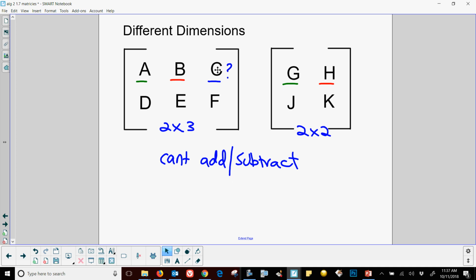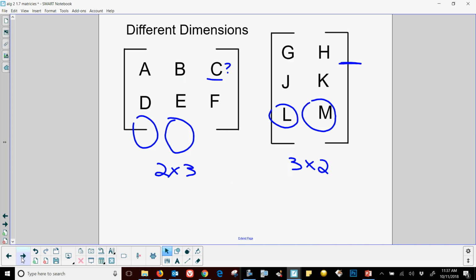What happens if we have different dimensions, though? A has a corresponding element, B has a corresponding element, C does not. So we cannot add or subtract. This is the 5 plus, oh, there's nothing here. Can't do it, so we'll just leave it as is. And again, I'm going real fast, but pause if you need to.